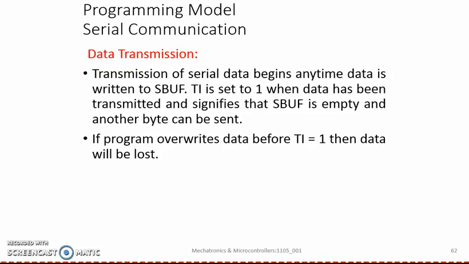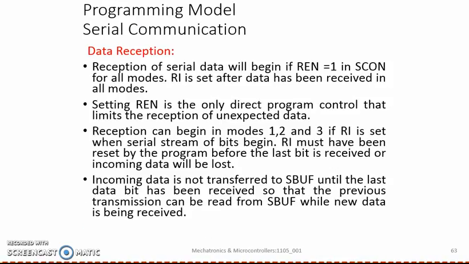Data transmission of serial data begins anytime the data is written into the SBUF. TI will be set to 1 when the data which is stored in the SBUF register is completely transmitted, or when SBUF is empty and another byte has to be sent. If the program overwrites the data before TI becomes 1, then the data will be lost. Data reception: receiving of serial data will begin as soon as REN is equal to 1 in the SCON, for all the modes of serial communication.